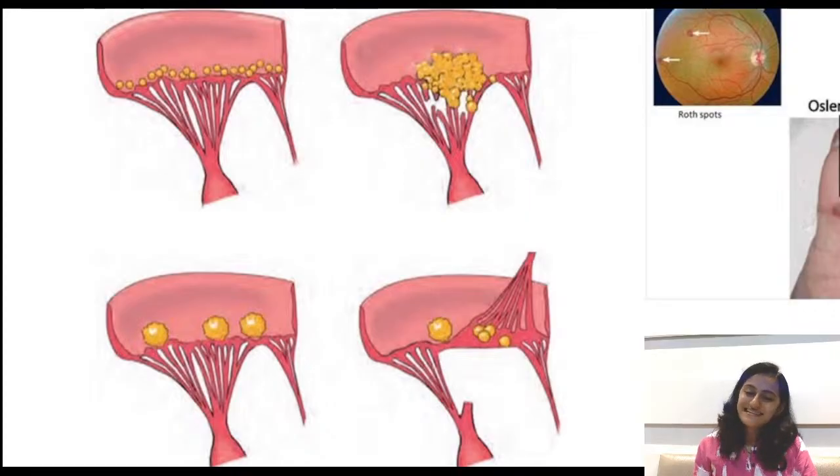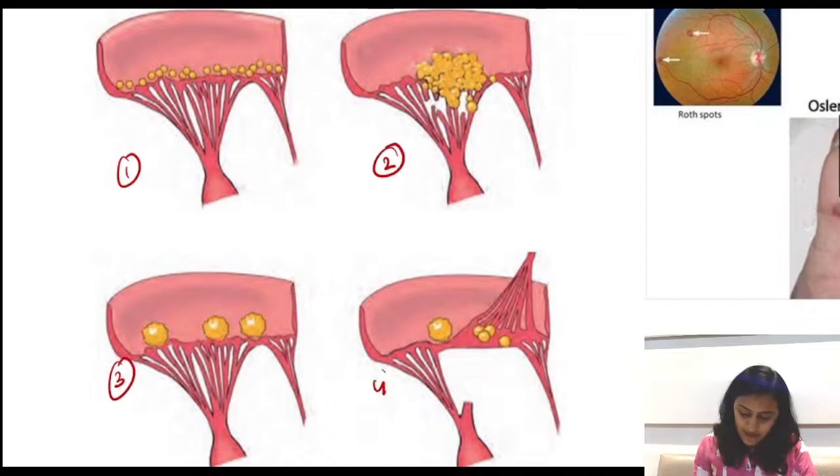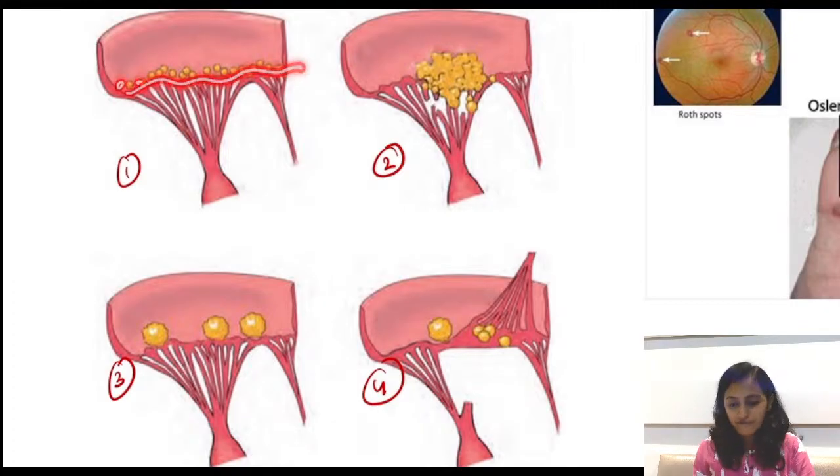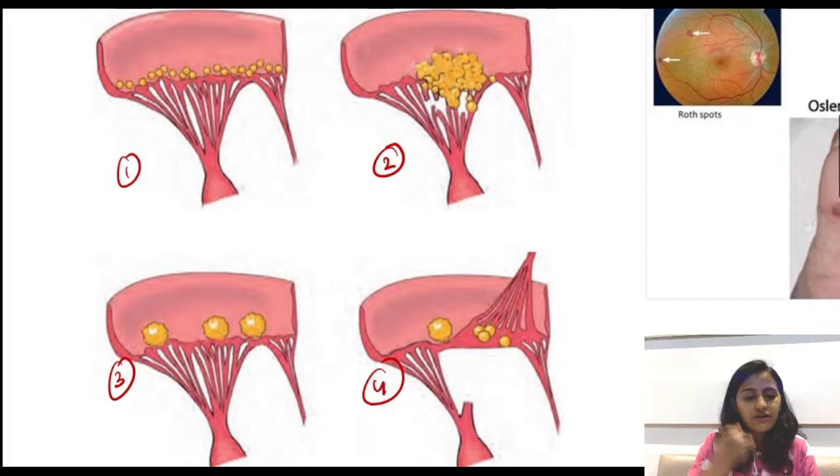Yes, Fallow's effect, SLE. Look at the vegetations and identify the type of infective endocarditis 1, 2, 3, 4. The first one here and the third one here basically have the vegetations along the line of closure, right? But what do you have is these are relatively smaller, so warty vegetations is what they are called.